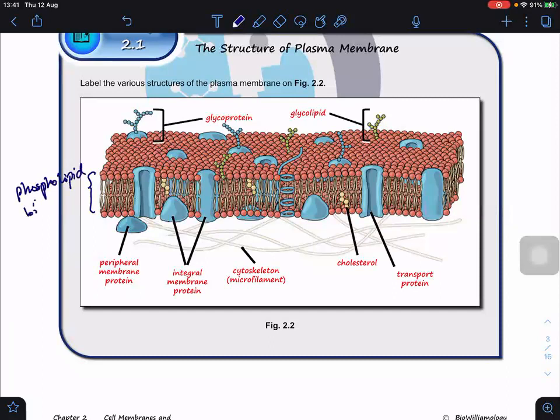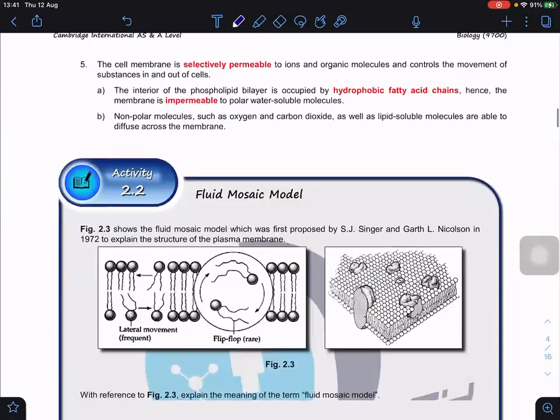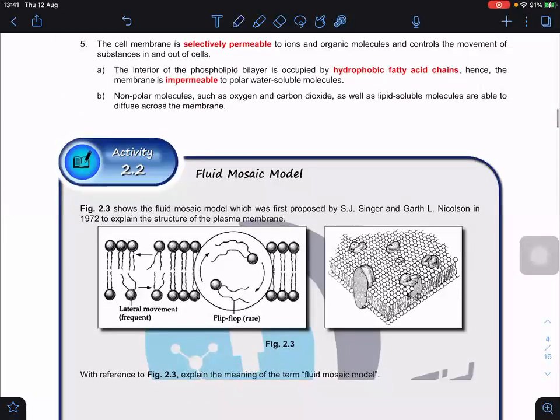Okay, a bilayer formed by the phospholipid molecules. So we do know that cell membranes are selectively permeable. Understand the word selectively permeable, not semi-permeable. From now onwards, for your A level, always remember that the permeability we describe for the cell membrane is selectively permeable. So how do we say that it is selectively permeable?